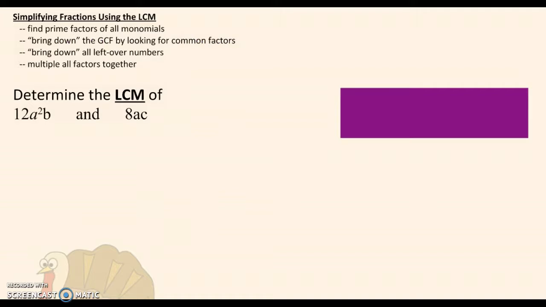The other strategy that we looked at was more helpful when we have monomials, so numbers with variables being multiplied. And we did the prime factorization of both of them, which you guys are pretty good at already, as we've established and done it pretty much every day for the last 2 weeks. Then we looked for the GCF, so what they had in common, and brought those down. And then we brought down all the leftovers and multiplied our factors together.